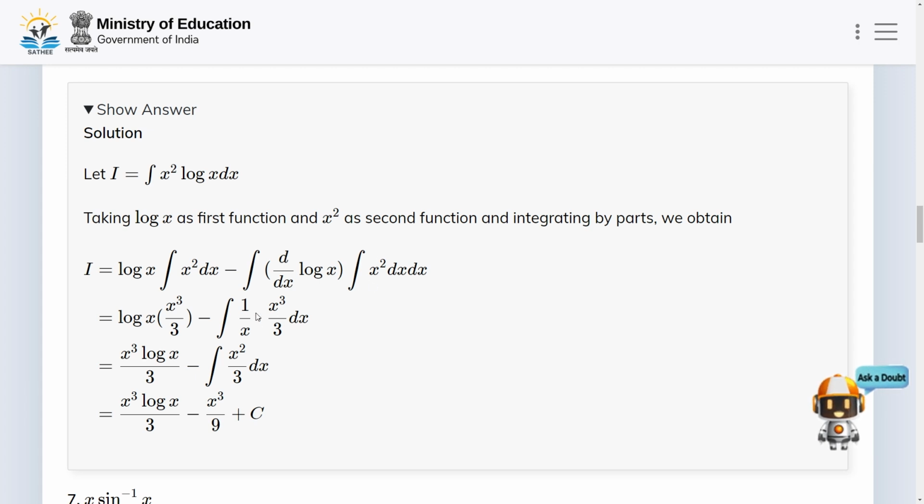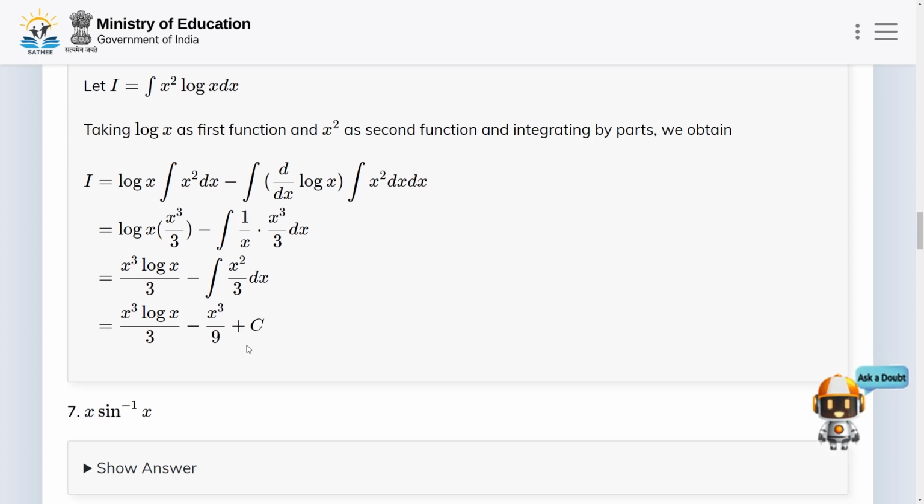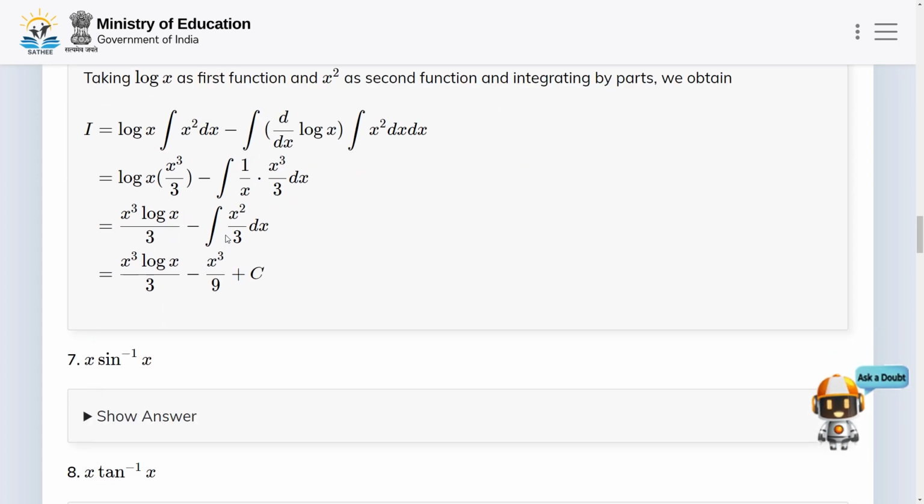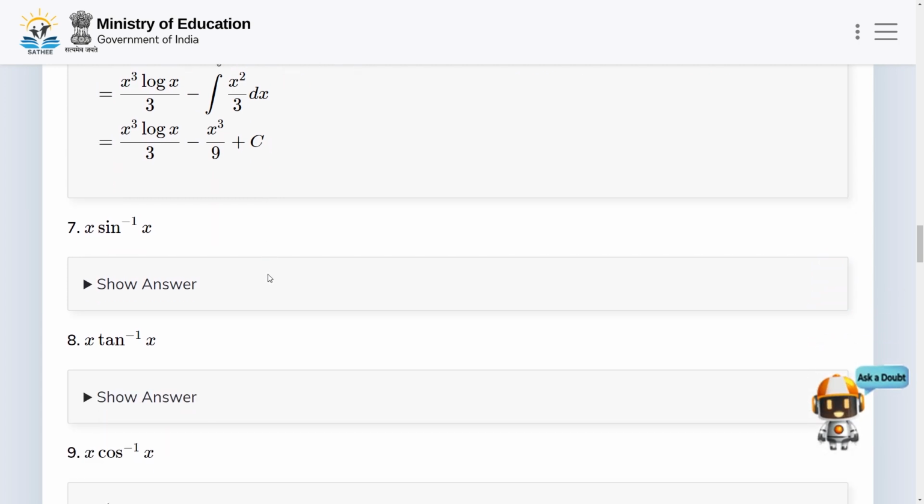Integration of second, which is x cube by 3. The 1 by x will be cancelled. You are left with x cube log x by 3 minus integration of x square by 3. Now integration of this will be x cube by 9. So x cube log x by 3 minus x cube by 9 plus some constant will be our final answer.